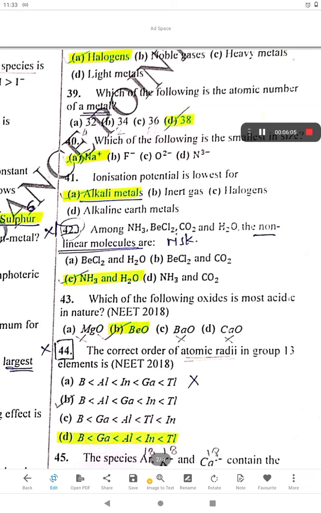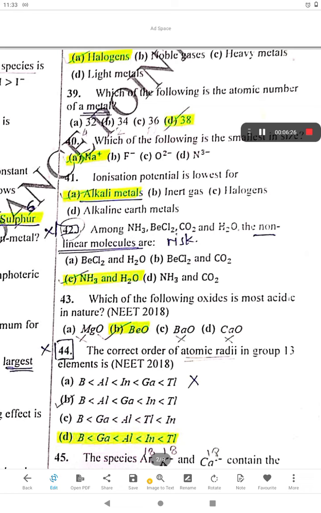Among NH3, BeCl2, CO2, H2O, the non-linear molecules are. BeCl2 forms linear sp hybridization. CO2 is also linear, sp hybridization. But NH3 and H2O are tetrahedral sp3 hybridization, and they are non-linear. So NH3 and H2O is the answer.